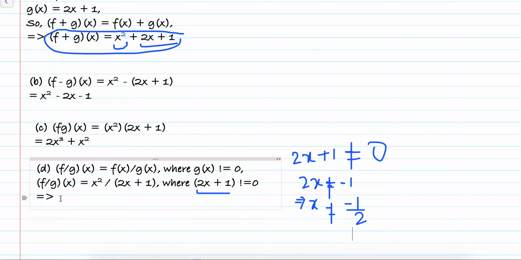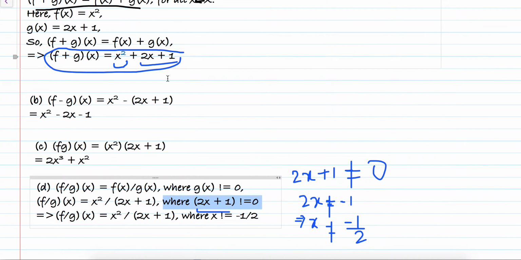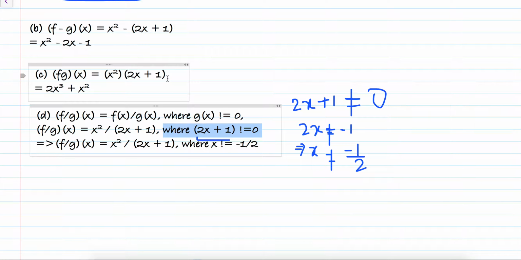So we can rewrite this statement where x is not equal to minus 1 over 2. So for division we have just one extra condition to check. For the others, addition, subtraction and multiplication, we don't need to bother much.